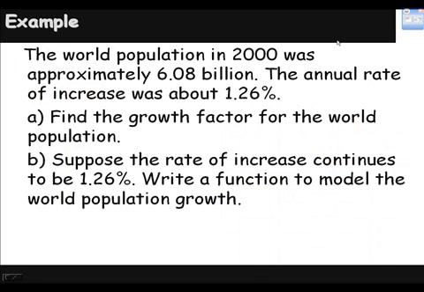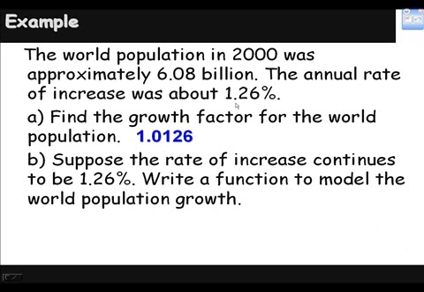In this example, we're told that the world population in the year 2000 was approximately 6.08 billion. The annual rate of increase was 1.26%. We're supposed to find the growth factor for the world population, and then suppose the rate of increase continues to be 1.26%. Write a function to model the world population growth.